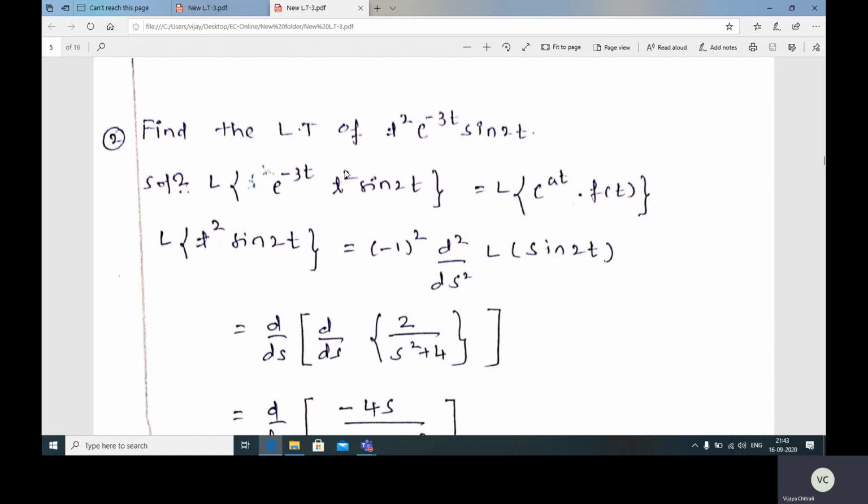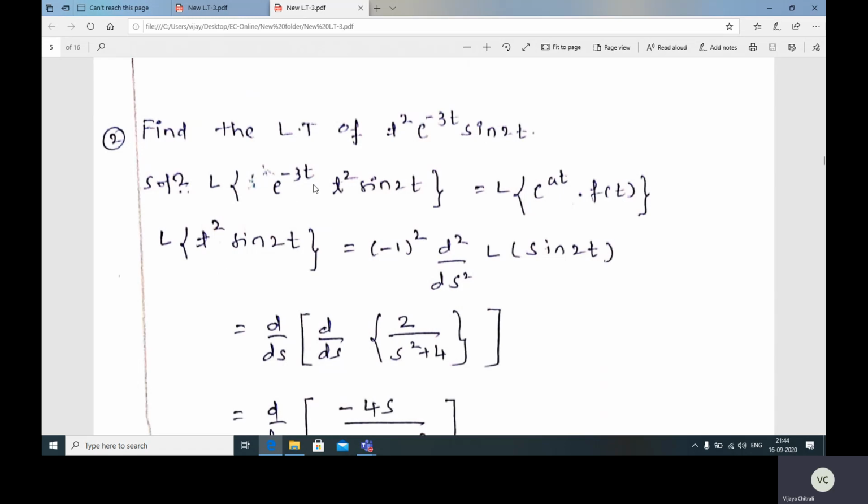So I will solve this example by applying the Laplace transform of e raised to at f of t, by applying the shifting property, right? So what our shifting property says here: Laplace transform of e raised to at into f of t is equal to f bar s minus a. Means here if a function f of t is multiplied by e raised to at, you change s as s minus a in f bar s, right?